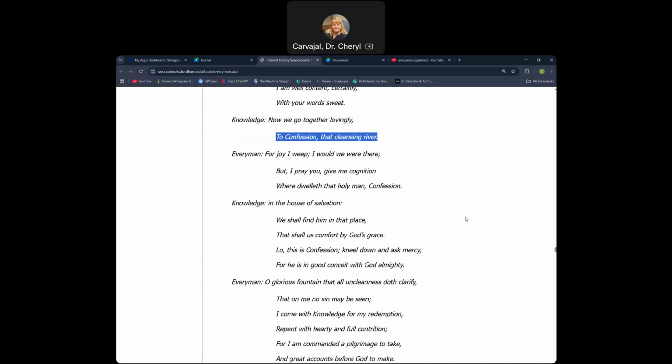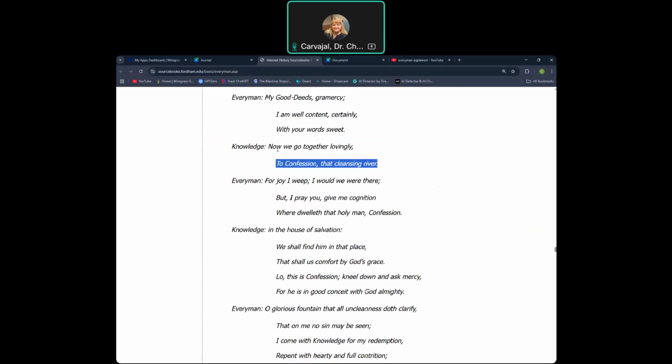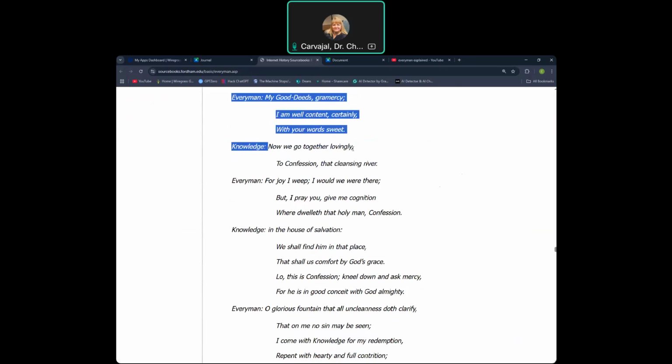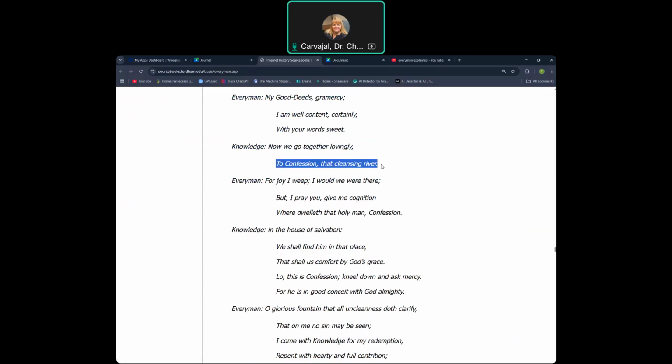So then he goes, oh, okay, good. So let's go. He says, we're going to go together lovingly. So knowledge is actually kind to him. Wisdom, again, is probably closer to us. But he says, let's go to confession, that cleansing river. And he goes, oh, good. I wish we were there already. But I pray you, give me some understanding. Where is the holy man Confession?